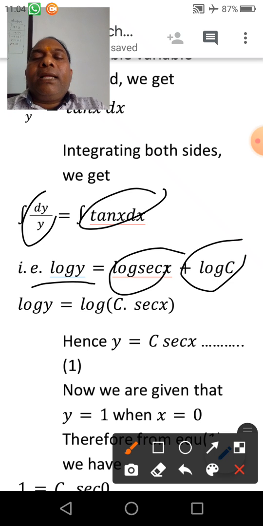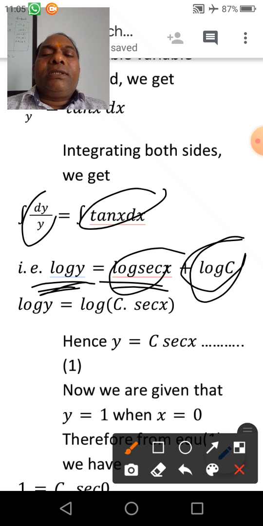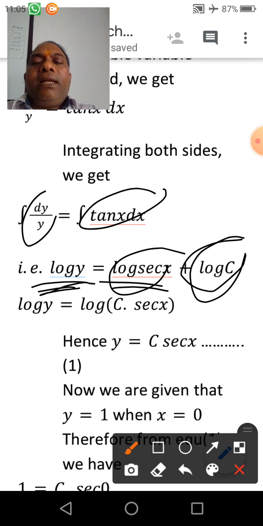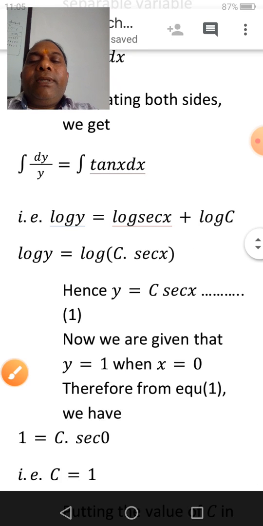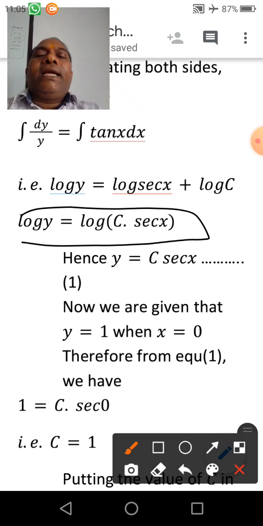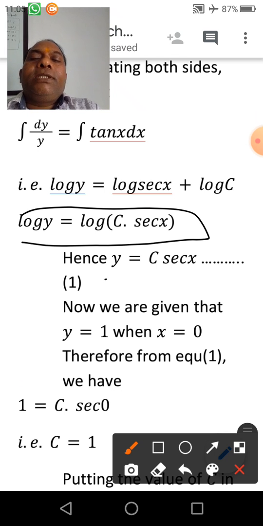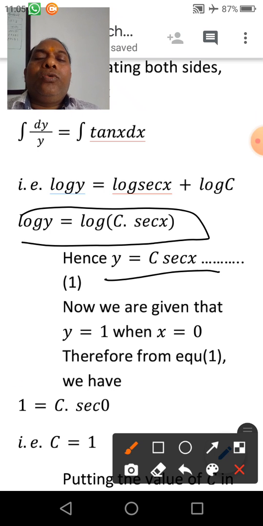Here, the maximum answers are in log, so we can consider the integration constant in log also. So in the place of c we can write log c. Clear? Now this will be log y is equal to log c into sec x, because log m plus log n is equal to log mn. So y is equal to c into sec x.